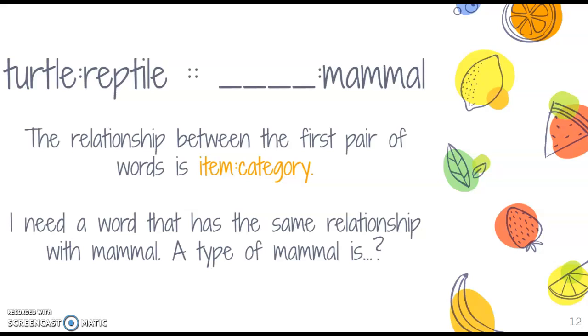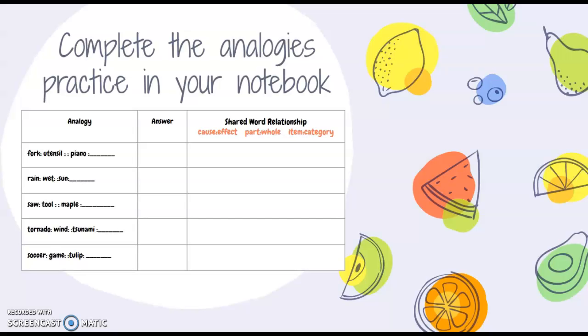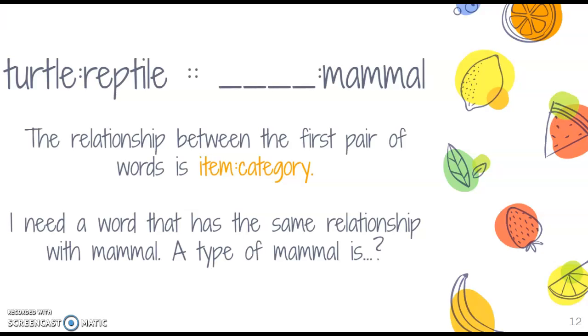Again, this is one example where we can have a lot of different words that would fall into that category. But for my example, I am going to go ahead and just give you one. Human is a mammal, or a dog is a mammal. Anything would fit in there. Turtle is to reptile as dog is to mammal. As long as it is a type of mammal, that one will fit for me.